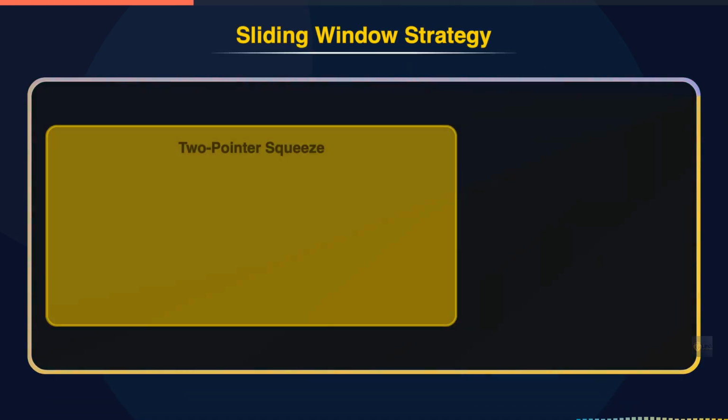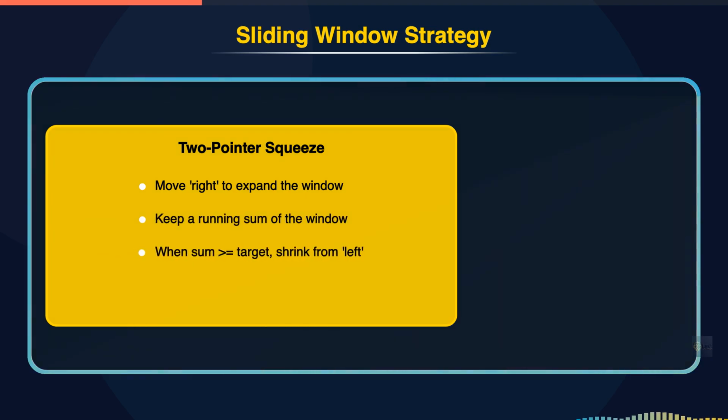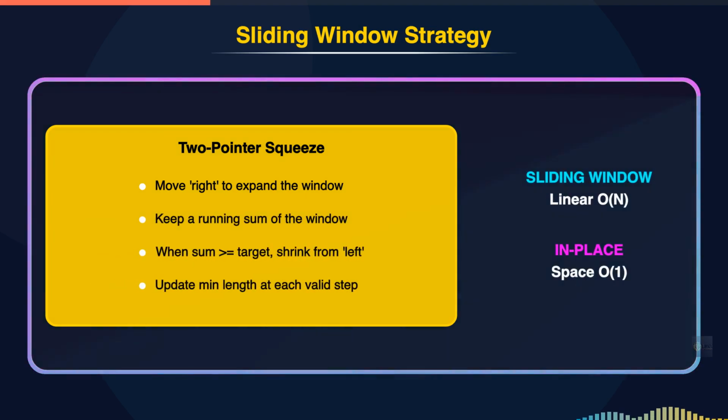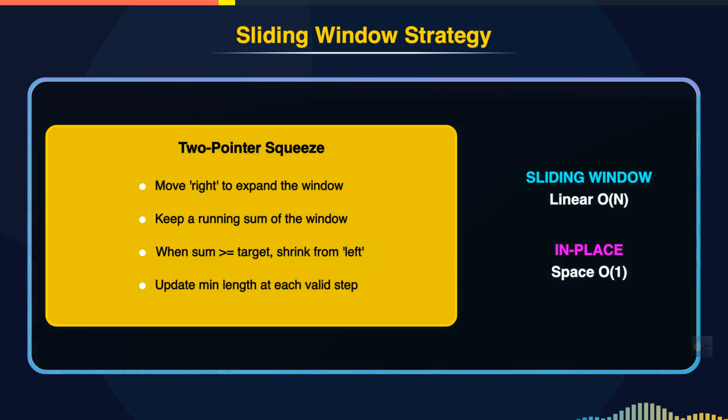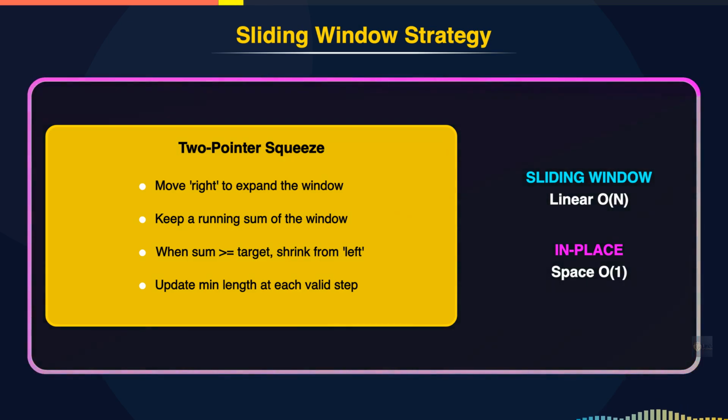Our strategy is the sliding window technique. We use 2 pointers, left and right. We expand the window by moving the right pointer to add elements. Once the sum hits the target, we record the length and start shrinking the window from the left to find a smaller valid subarray. This ensures we check every possibility in just one pass.